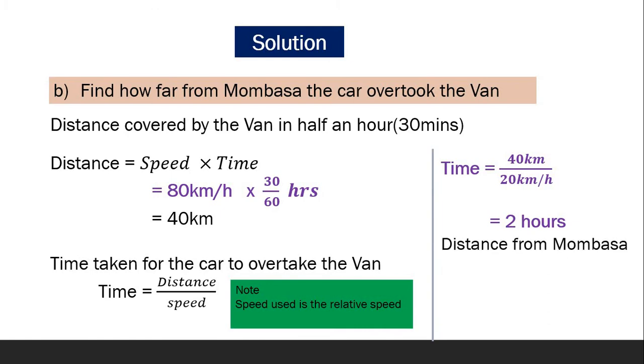Now, for the distance from Mombasa, we can use either the speed of the van or the speed of the car. In this case, we are going to use the speed of the car. So 2 hours times 100 kilometers per hour gives us 200 kilometers. That means the distance which the car took to overtake the van was 200 kilometers.